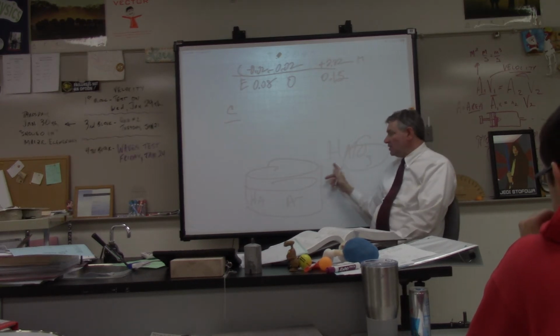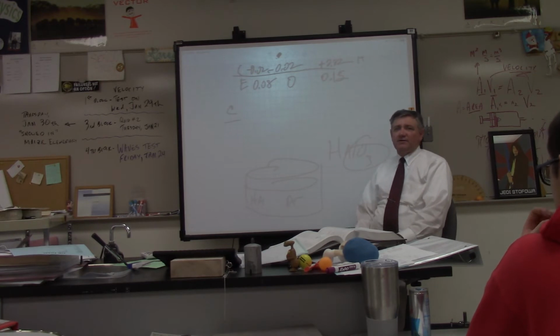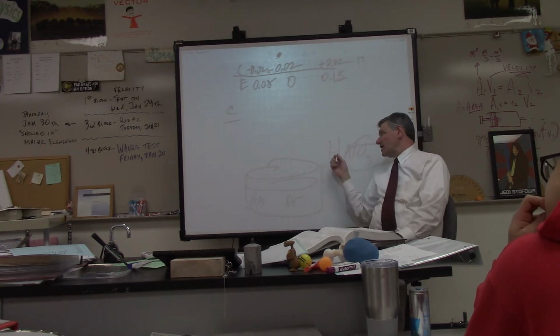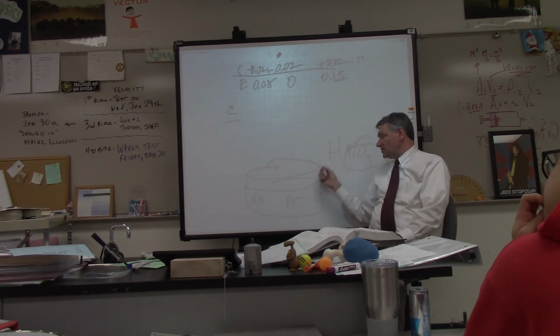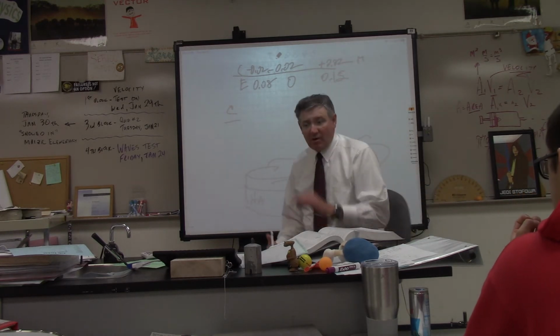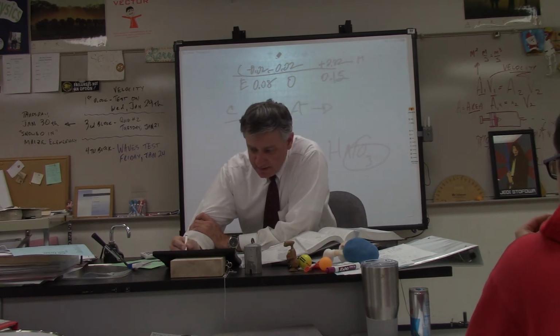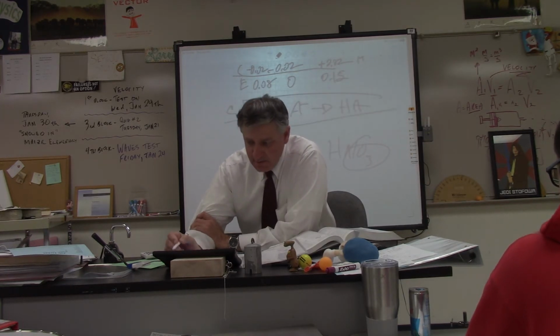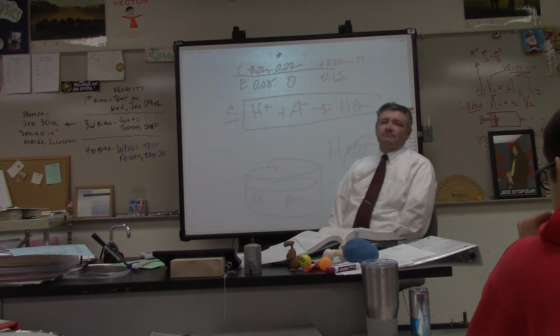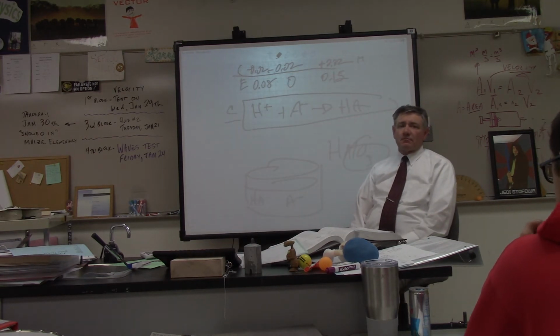But what's this hydronium ion going to be attracted to? Yeah, so the hydronium ion is going to react with the anion. So on C, your reaction is going to be the hydronium ion and the anion forming the acid.